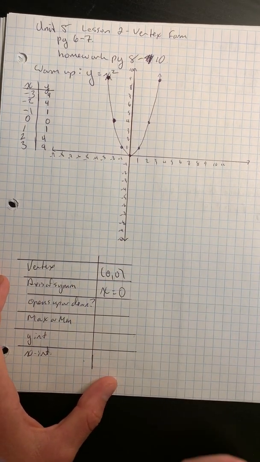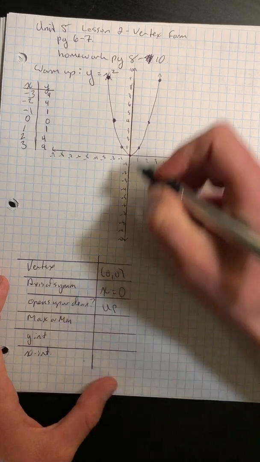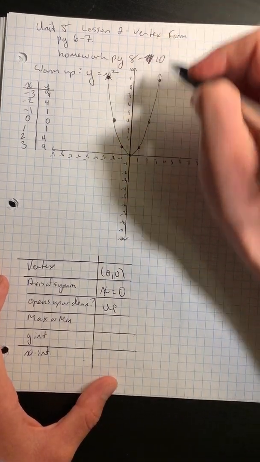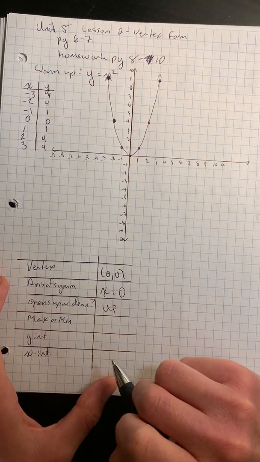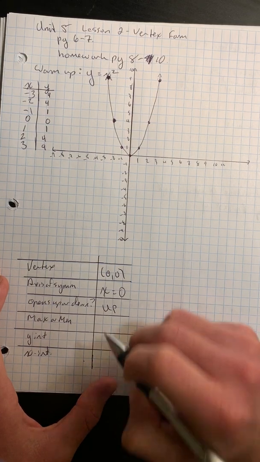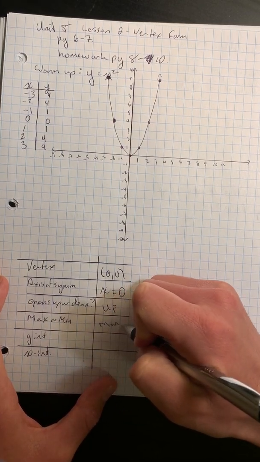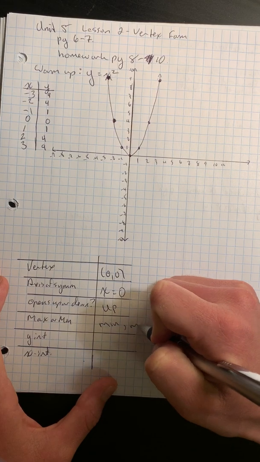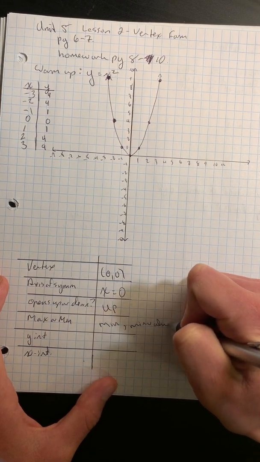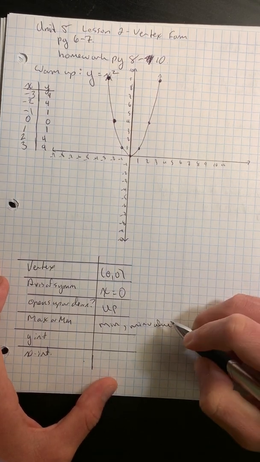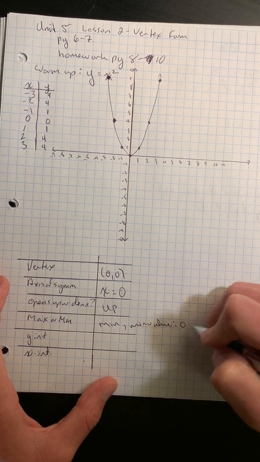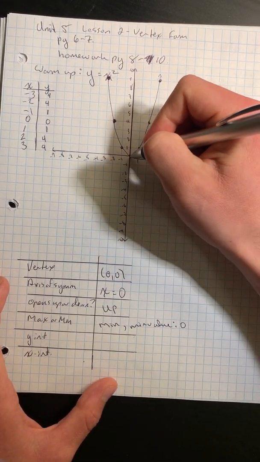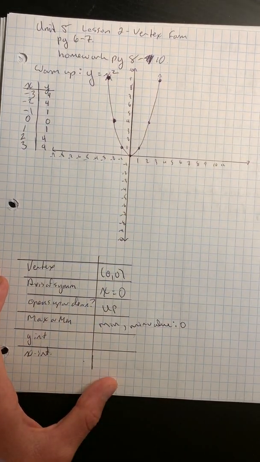Does it open up or down? Opens up because we can see the arrows pointing up, okay? Is it a max or a min? Okay, well, it's a min. And what's the value? The min value is actually going to be 0, because that's the y value that it's at its minimum.